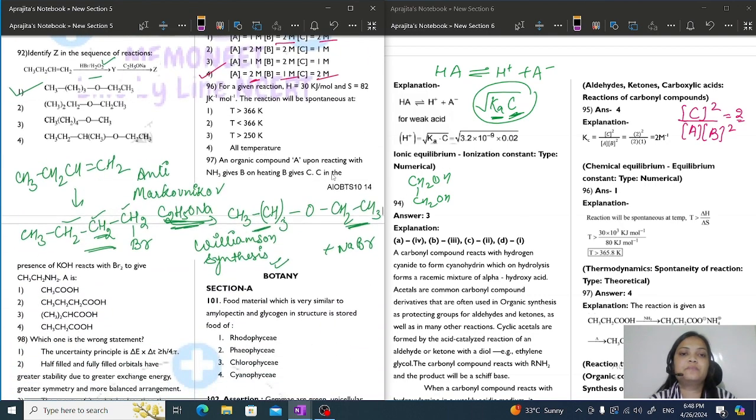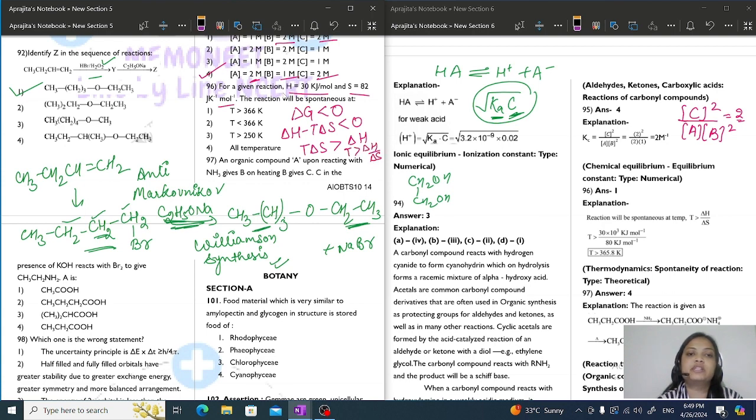So that's the thing. Question 96: for a reaction, delta H is 30 kilojoule per mole and delta S is 82 joule per Kelvin per mole. So the reaction will be spontaneous when? We know that the reaction is spontaneous when delta G is less than 0. Delta G is delta H minus T delta S. It should be less than 0. So it means that T delta S should be greater than delta H, and the temperature must be greater than delta H upon delta S.